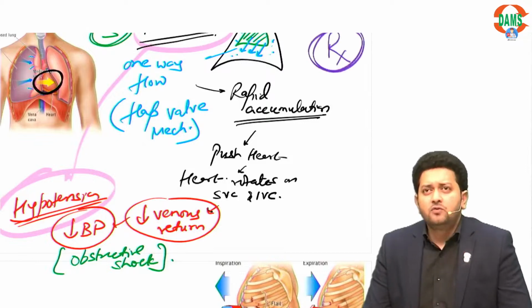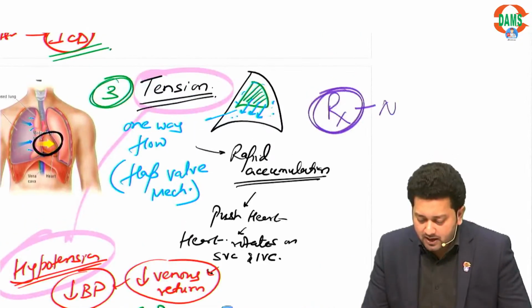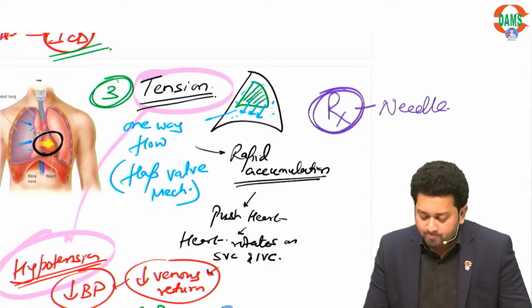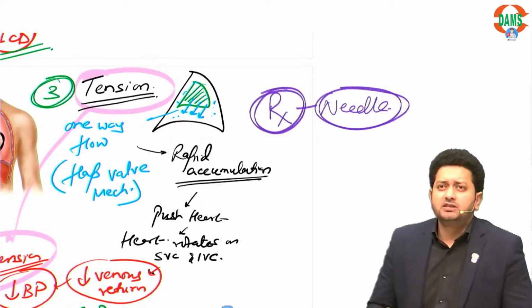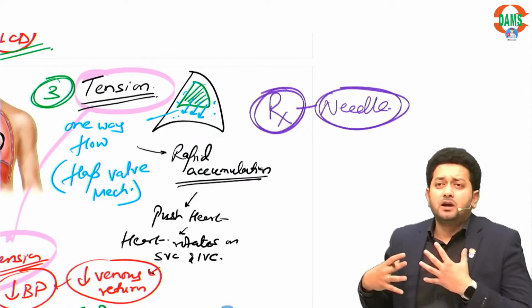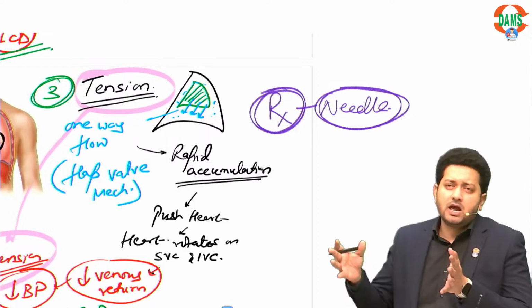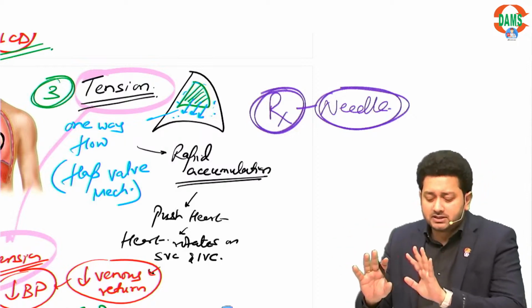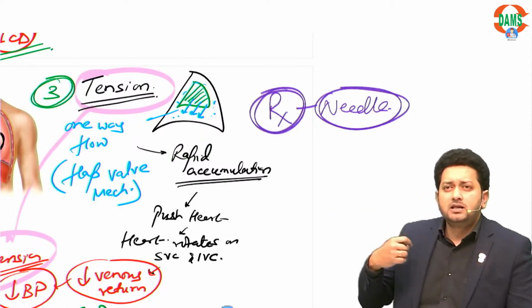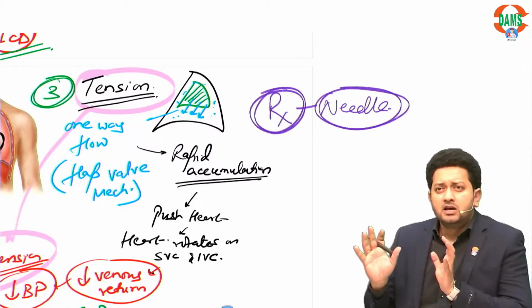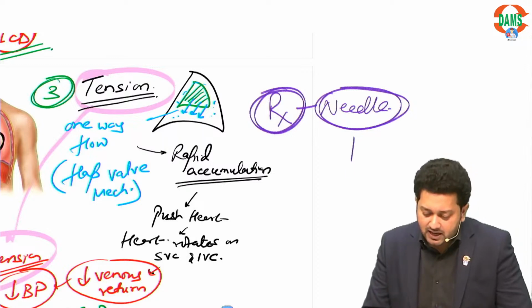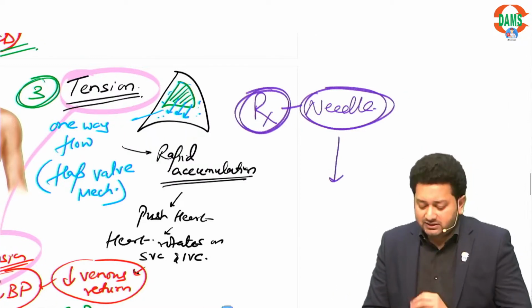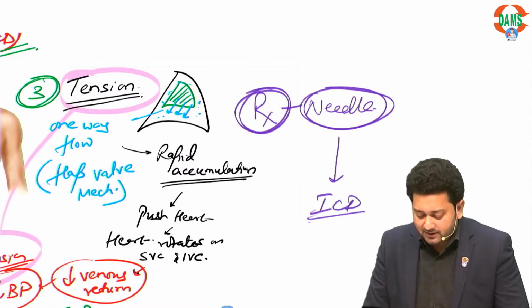The first thing you will do is put a needle. That is known as needle thoracocentesis, because one side of the thorax has become like a balloon which is expanding, and that is pushing the heart towards the other side. The moment you put the needle, the gush of air will come out, and the mediastinal shift will stop, and you get sufficient time to arrange for the ICD and put the ICD.